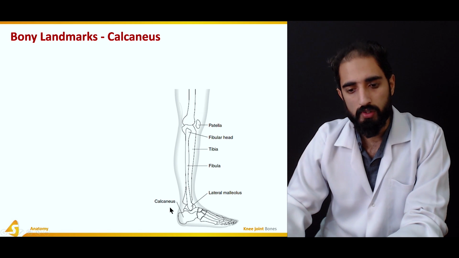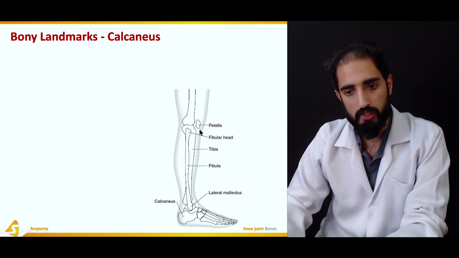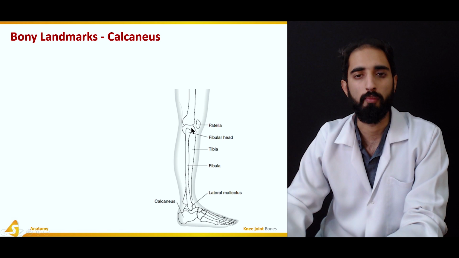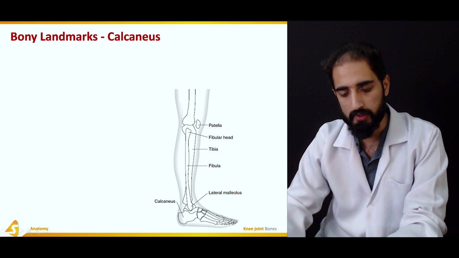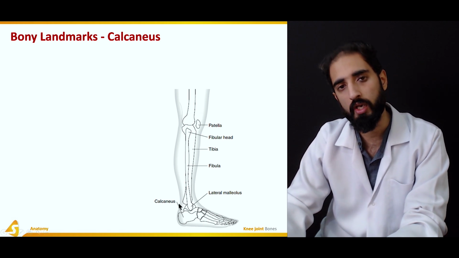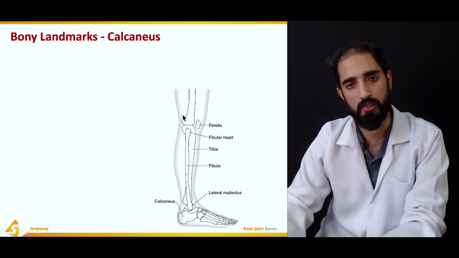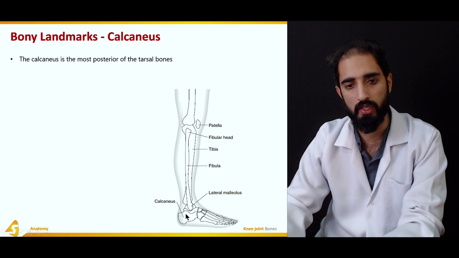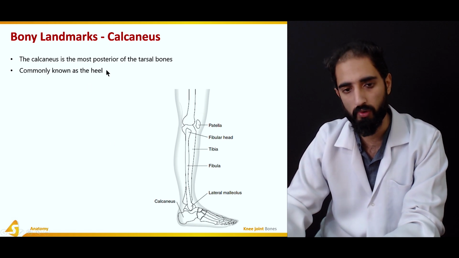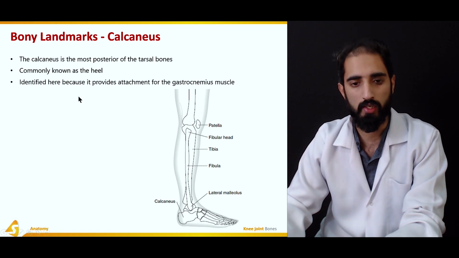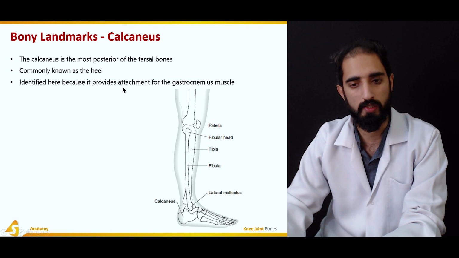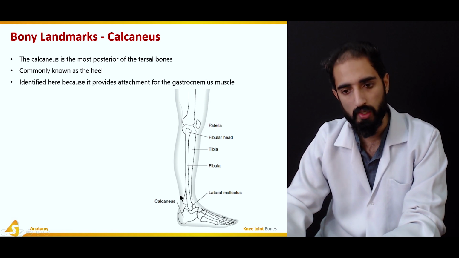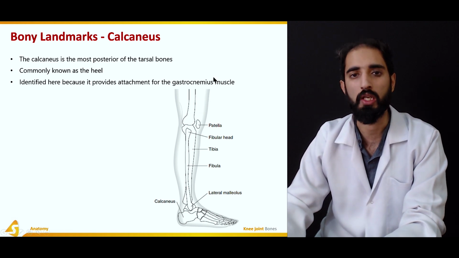There's another bone which is known as the calcaneus. It does not take part in the formation of the knee joint in any way, but it is important because one of the two joint muscles which act at the knee is the gastrocnemius, and the calcaneus serves as an attachment site for the gastrocnemius. It is the most posterior of the tarsal bones, and it is also commonly known as the heel. So it is identified here because it provides attachment for the gastrocnemius muscle, which acts as a secondary knee flexor.